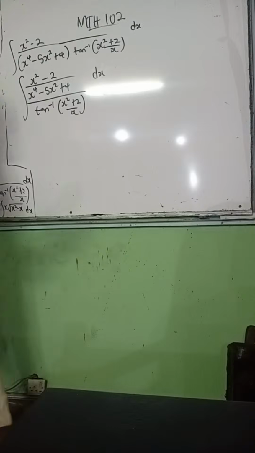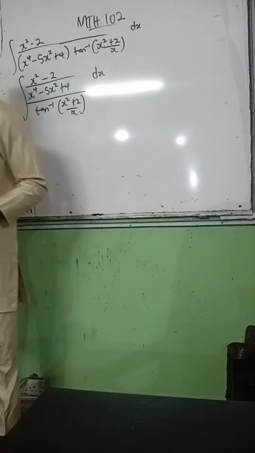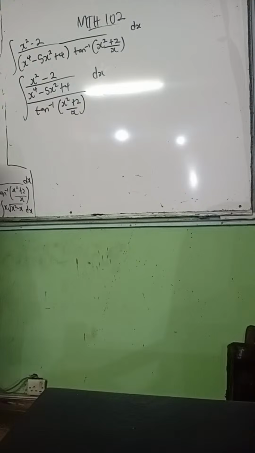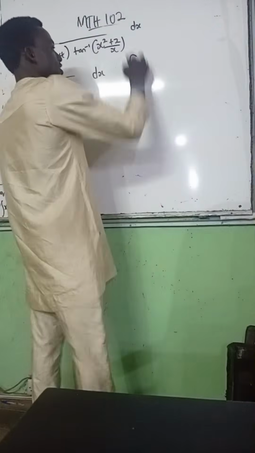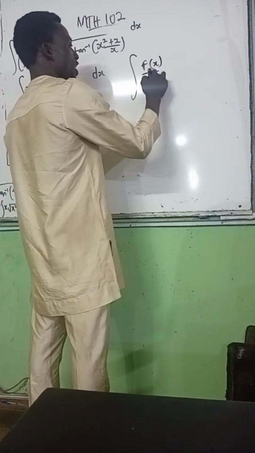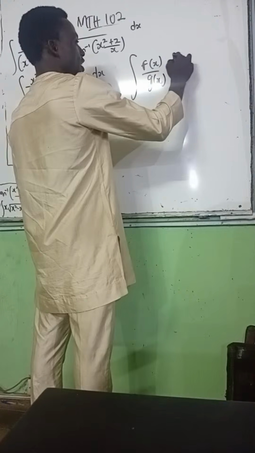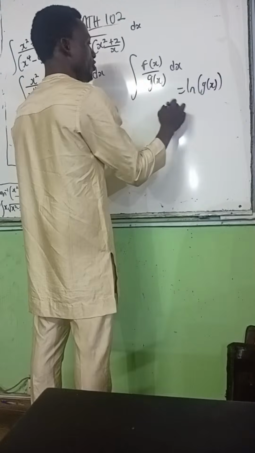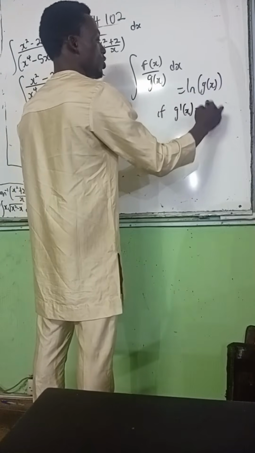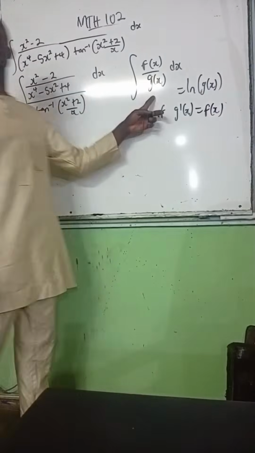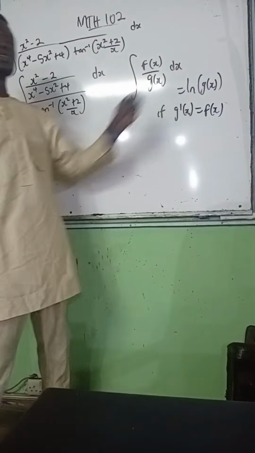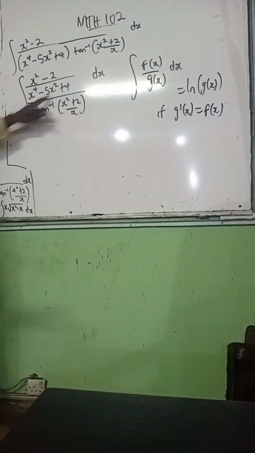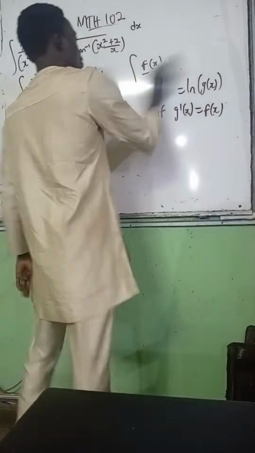The law says the integral of f of x over g of x dx equals ln g of x if g prime of x equals f of x. That is, if the derivative of the denominator is the numerator, then the answer is ln of the denominator. Now let's check if it's true.